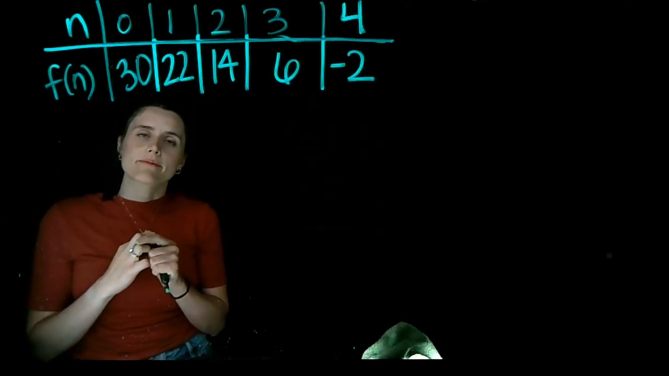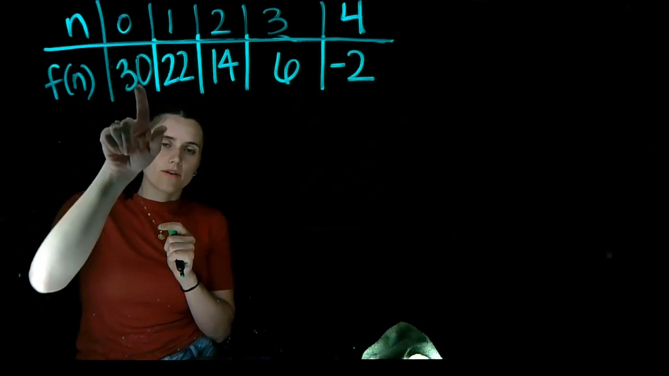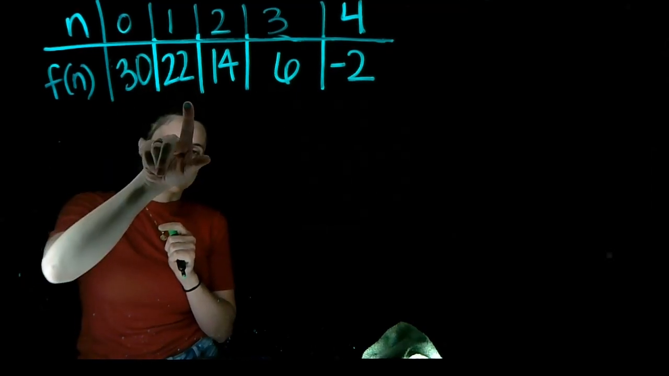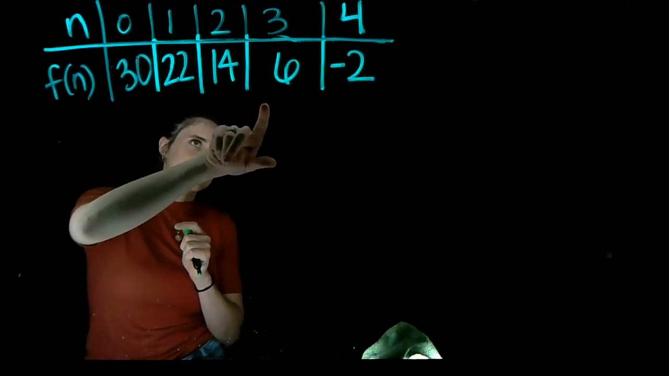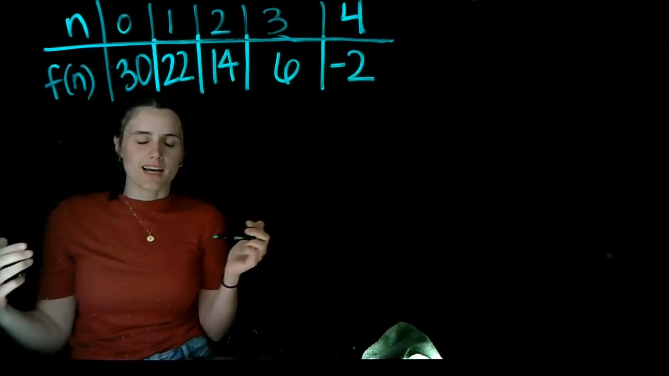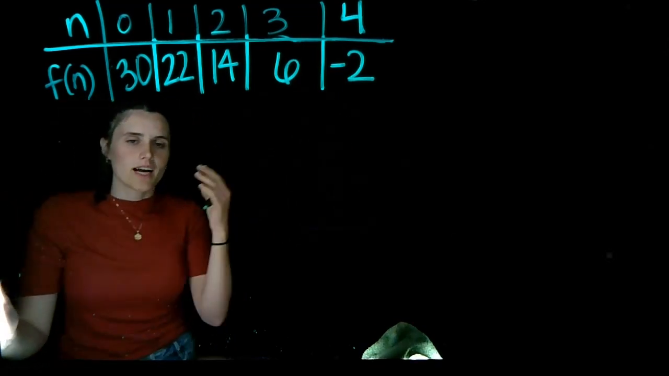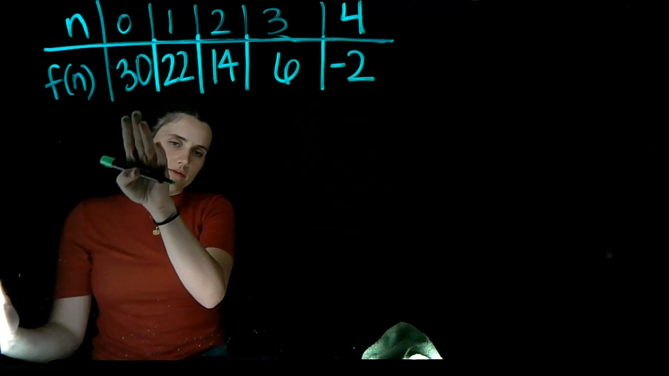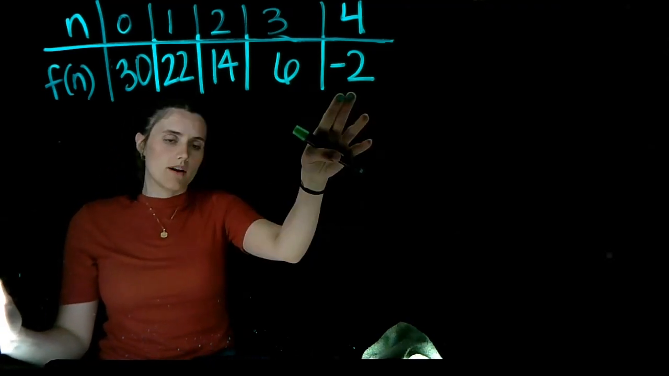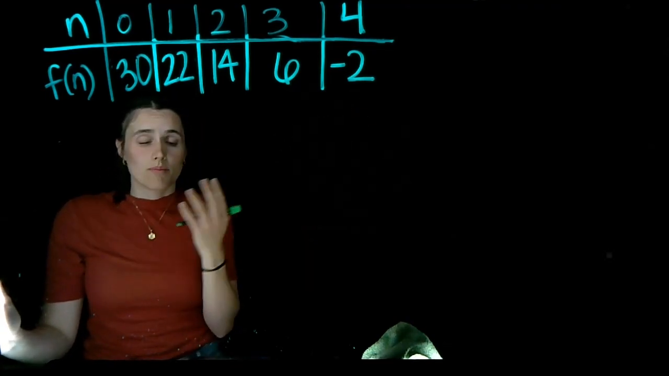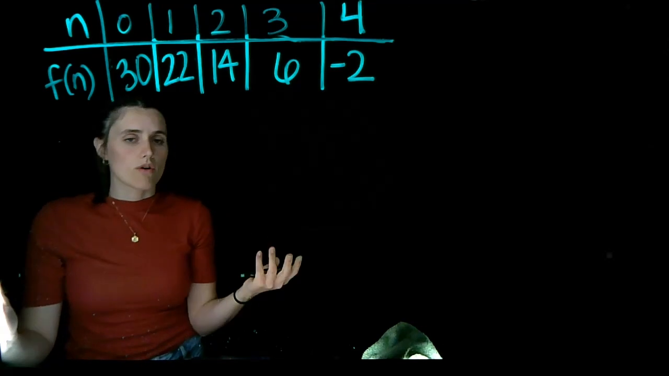If we look at this table example here, we start with 0 and 30, and then we go to 1, 22, 2, 14, 3, 6, and 4, -2. And we have to figure out what's happening. Are we multiplying by something every time? Are we subtracting, adding? Well, if we look at our first term, we can see that it is decreasing as we go on. So we know it's either being multiplied by some sort of fraction, or we are subtracting something every time.